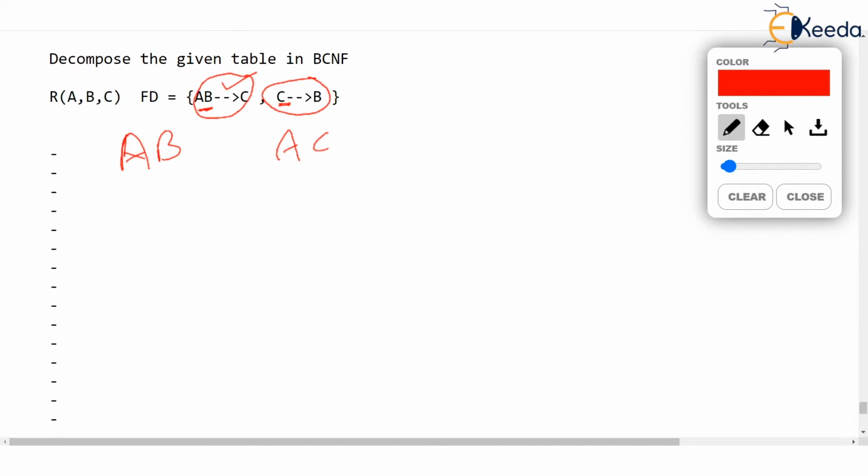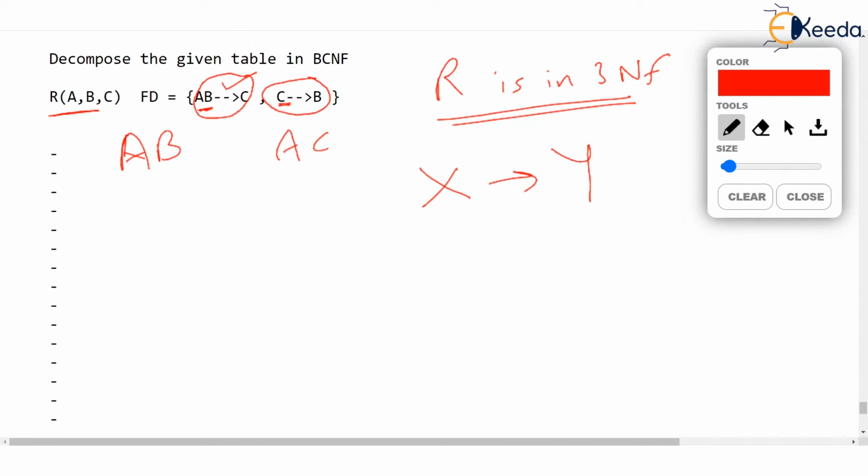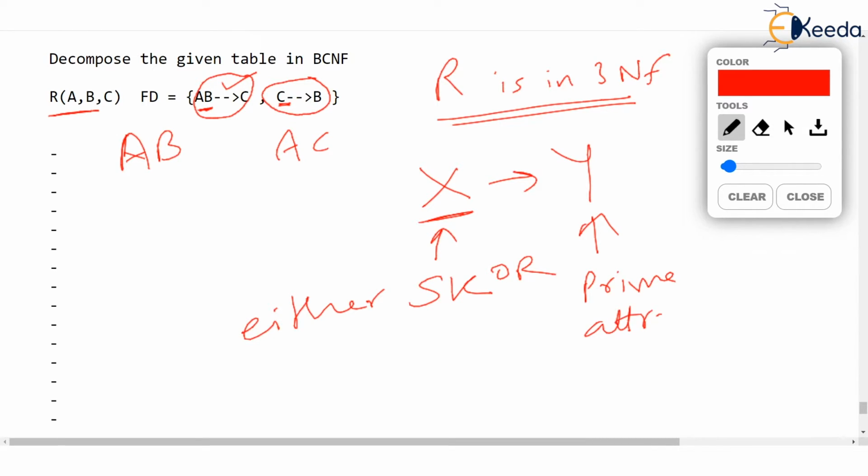But wait a minute. This table R, this table given, is not in BCNF, but R is in 3NF. Check that first of all. R is in 3NF. What is the rule saying? R is in 3NF. Why? Because if X determines Y is the dependency, then either X is a super key or Y is a prime attribute. Either is the word. Every dependency should be of this form to be in 3NF.